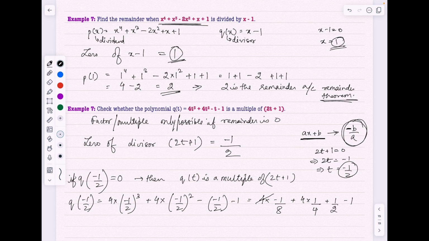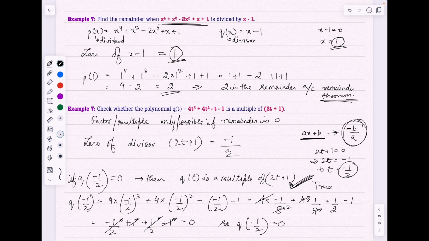So this thing gets cancelled. This is 2, this is 1, this is 1. So this becomes minus 1 by 2 plus 1 by 2 minus 1. Everything got cancelled and this gives 0. So q of minus 1 by 2 is 0, so this statement is true. Understood? This statement is true, that q of minus 1 by 2 is 0, then q of t is a multiple of 2t plus 1. This statement is true.